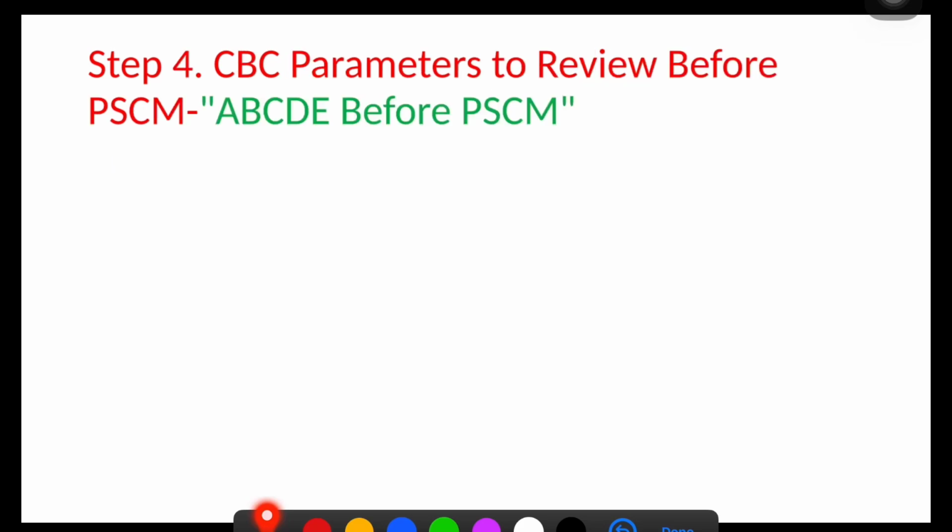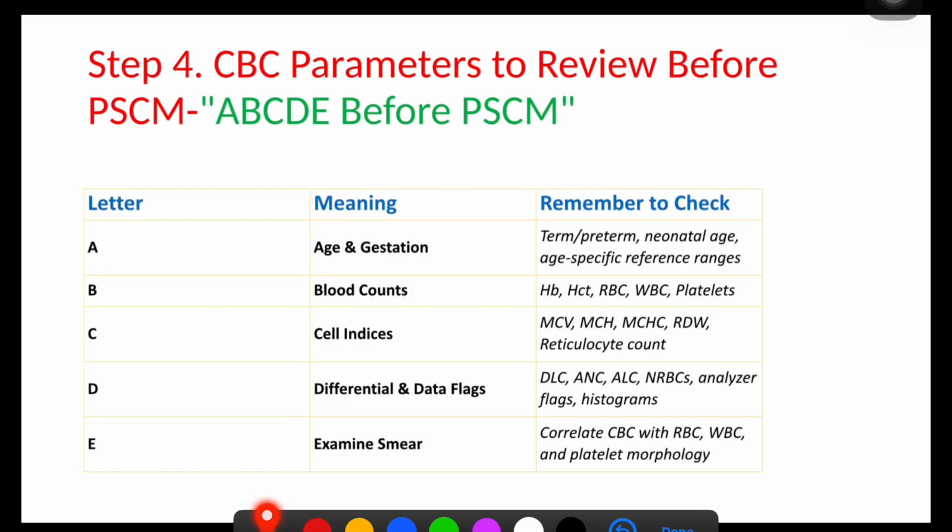So after all this, the next step is CBC parameters to review before peripheral smear examination, which is A, B, C, D, E before PSCM. So A means age and gestation, whether patient is term, preterm, neonatal age, because age specific reference ranges are important. Second, go for blood counts, what is the amount of HB, HCT, RBC, and all parameters.